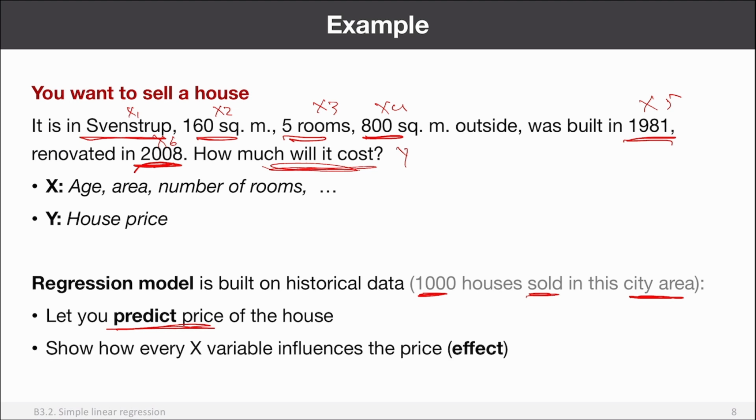And the second outcome is that it shows you how every x variable, so x1, x2, x3, x4, x5, and so on, influences the price. For example, how much 1 square meter costs, or how much it will cost if you add one more room, or how much it will cost if you, for example, renovate it again. So every x variable has an effect on the price, and that's what linear regression also provides you. Okay, so this is the idea.